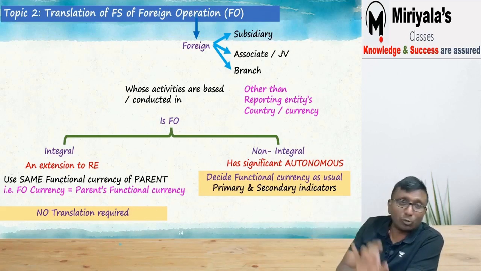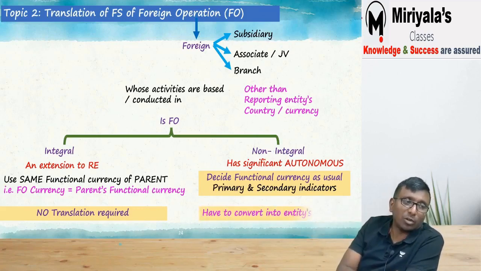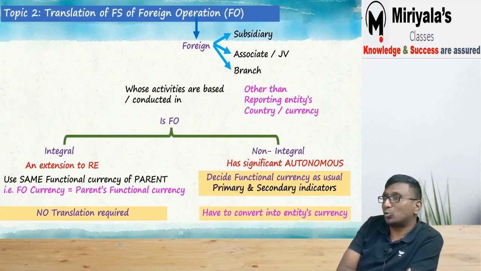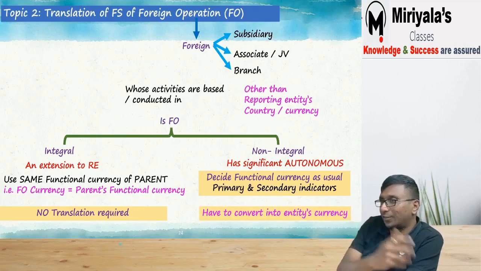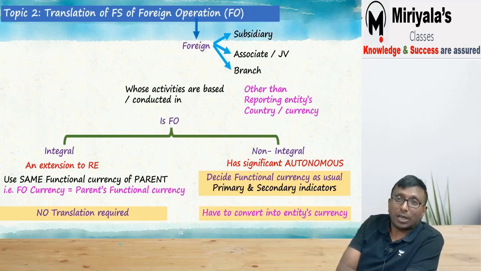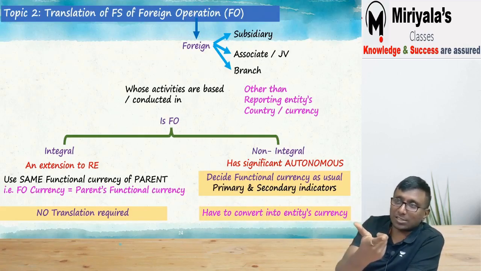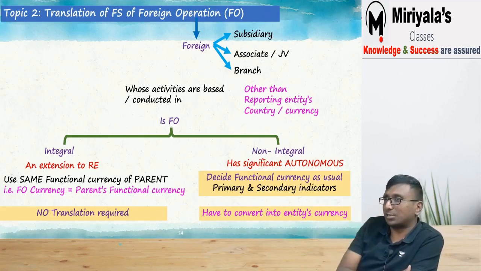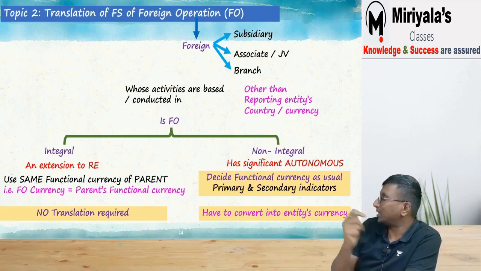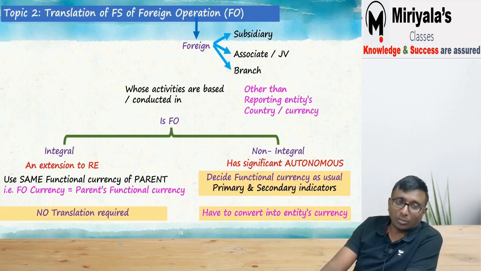The same rules and regulations you are going to continue. Then obviously you are supposed to convert, because you may be getting a different currency. If your functional currency is different from the parent company's functional currency, other than the Indian rupee, then automatically translation is required. How do you do it? We'll see that.